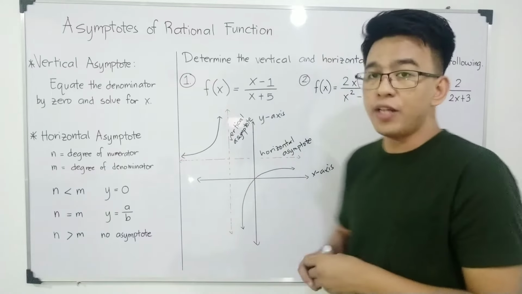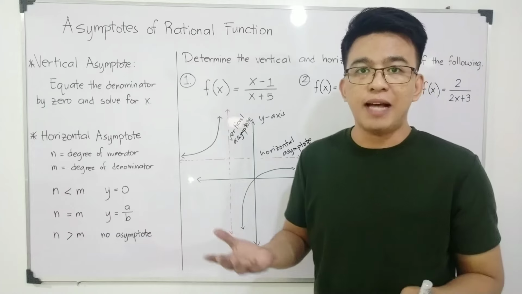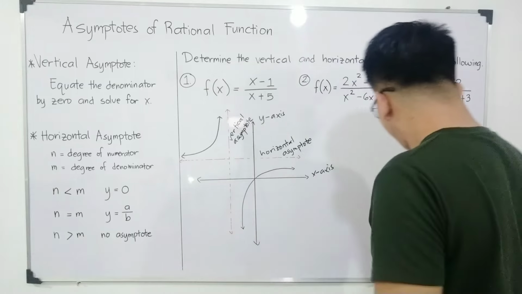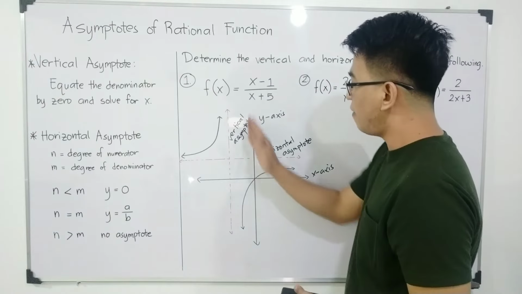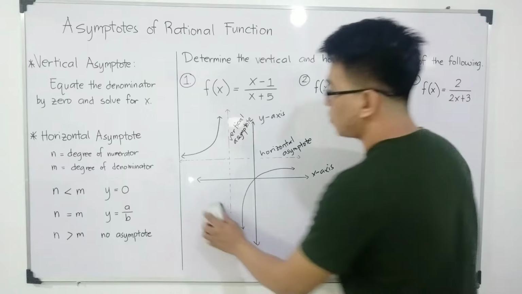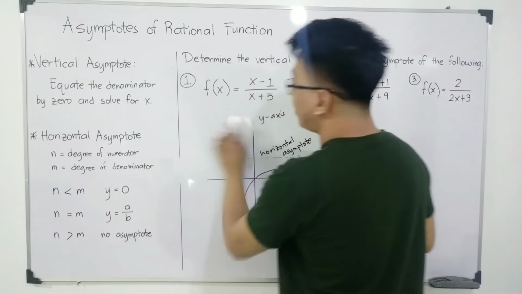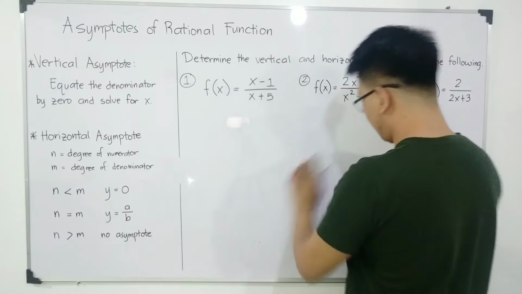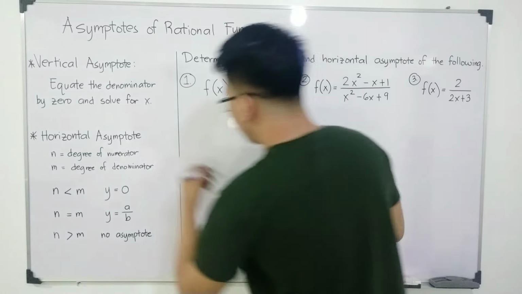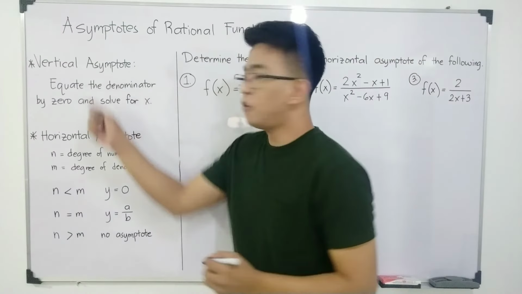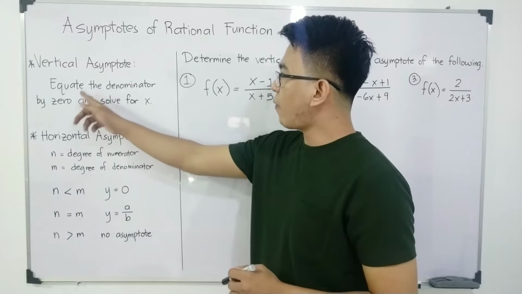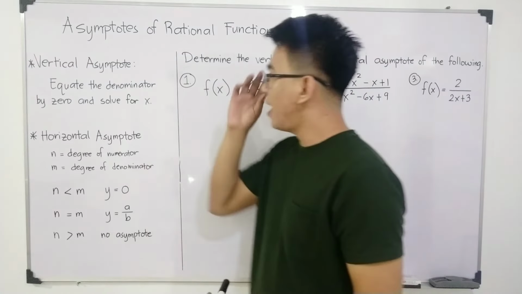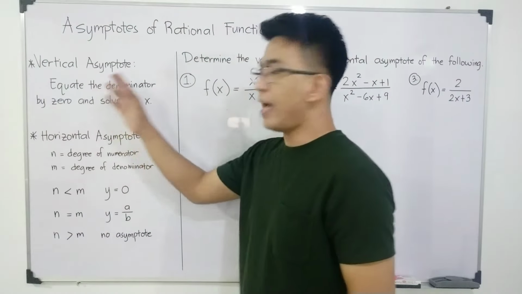Now, I hope na nakuha niyo yung mismo itsura kasi mas maigi na alam natin yung ginagawa natin at alam natin kung ano yung hinahanap natin. So let's dive in kung paano ba talaga hanapin ang vertical at horizontal asymptotes. Okay? So, we have here the different ways. Sabi dito guys, wait lang ha, let me erase this one. Sabi dito, to find the vertical asymptote, equate the denominator by 0 and solve for x. Again, equate the denominator by 0 and solve for x.